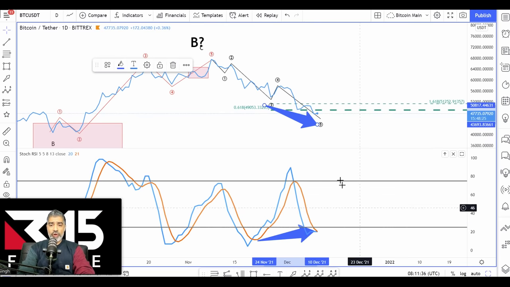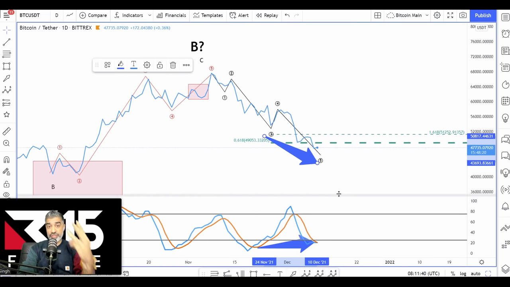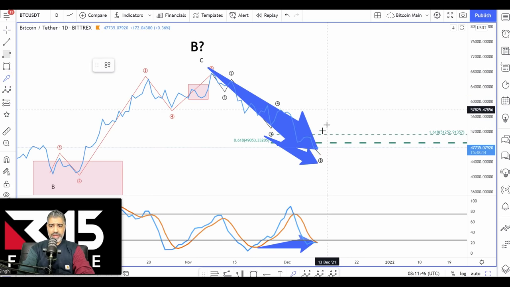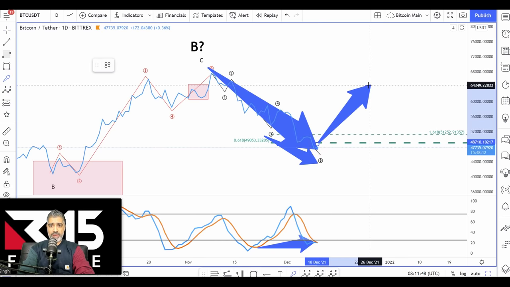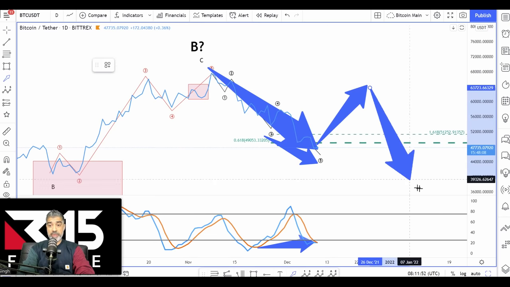However, with corrections, what tends to typically unfold is 3 legs, meaning this is leg 1. We normally get a leg 2. That's what we're going to look at now. And then we get a 3rd leg as a minimum, right? We want to be prepared for that.